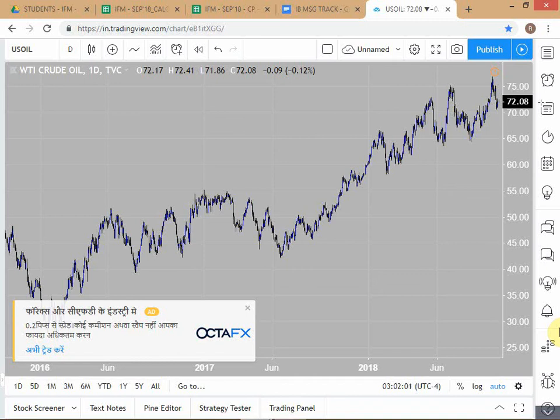Okay, I went into a 100% hedge position. So I sold 100 contracts. My underlying position is 100,000 barrels. So I sold 100 contracts at 77. Then the price falls to, now we are discussing a dynamic hedging program, then the price falls to 71.